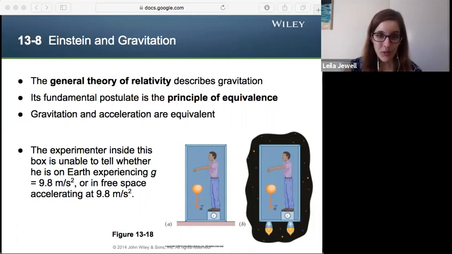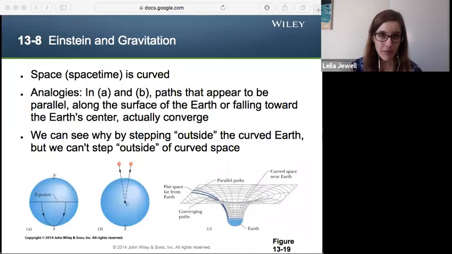So those two situations are equivalent. It's equivalent if the experimenter is on a massive object like the Earth, or is just traveling with a huge amount of acceleration. So based on this idea, Einstein proposed an idea that space, or more thoroughly space-time, because space and time are interlinked, it turns out, that space is curved.